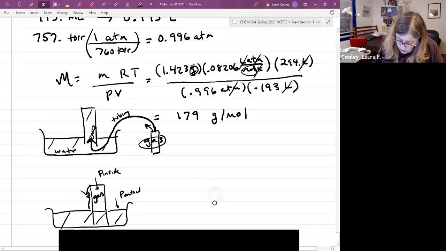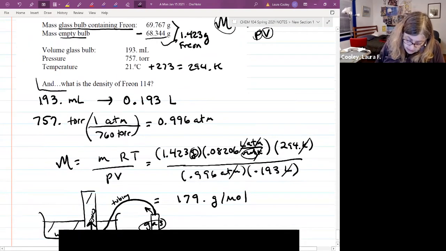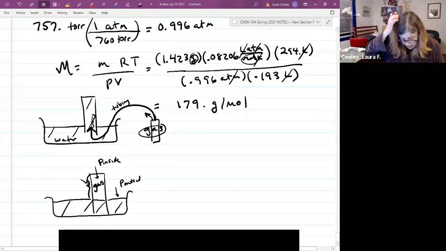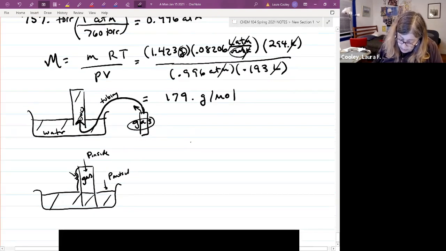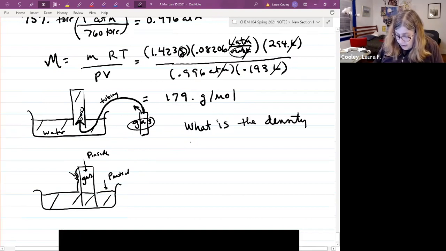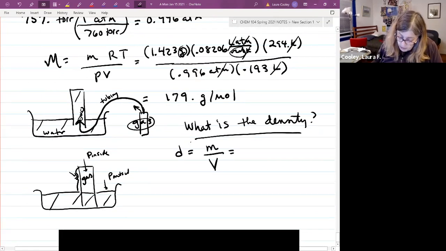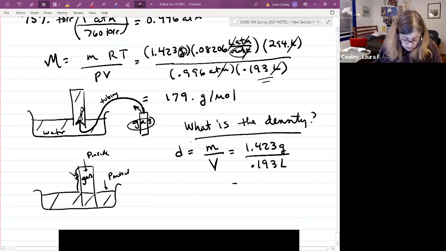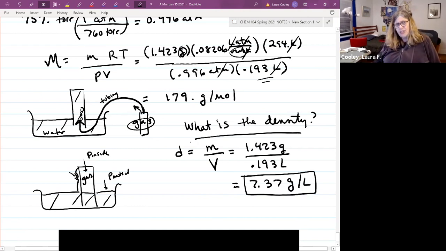Well, anyway, just to finish this problem, there's another little portion of it that says, what is the density of the Freon 114? Actually, for density, there's two different ways we can do this, the easy way and the hard way. The easy way is that we know that density is always mass over volume, and we know the mass, right? That's the difference in the masses of the canisters. And the volume is the 0.193 liters. So this comes out to 7.37 grams per liter.